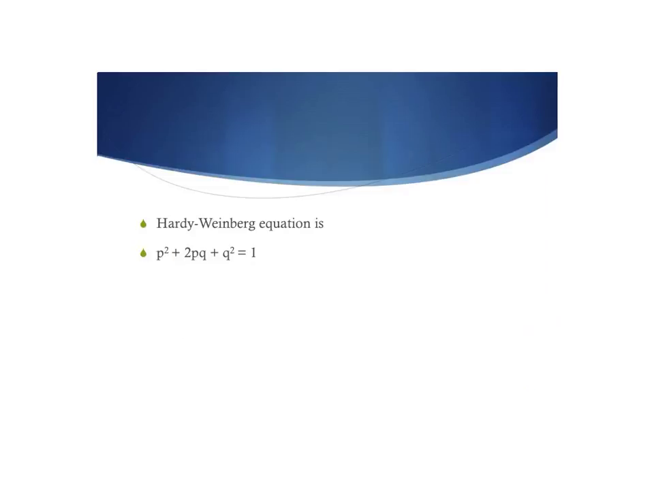So let's jump right in. The Hardy-Weinberg equation is p squared plus 2pq plus q squared equals 1. Well, that's kind of complicated and meaningless, so let's go ahead and start with something that you can understand first.